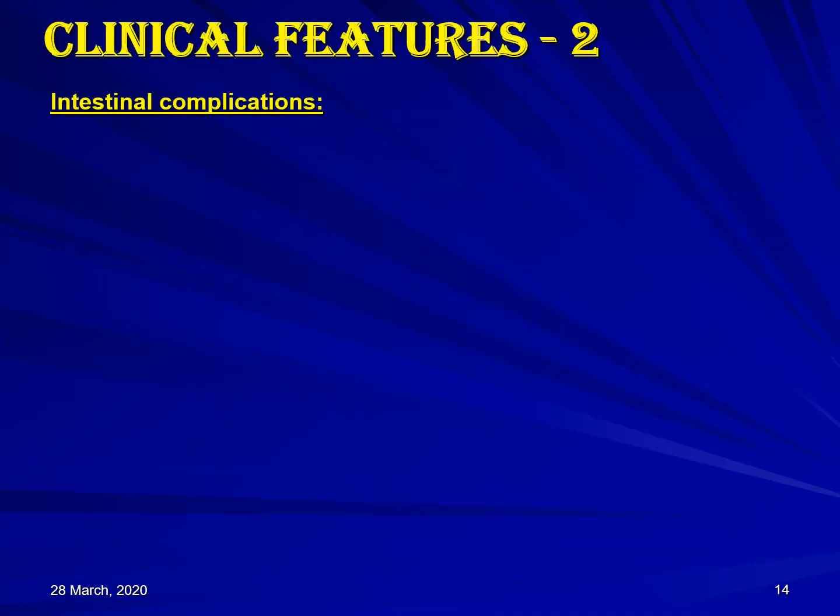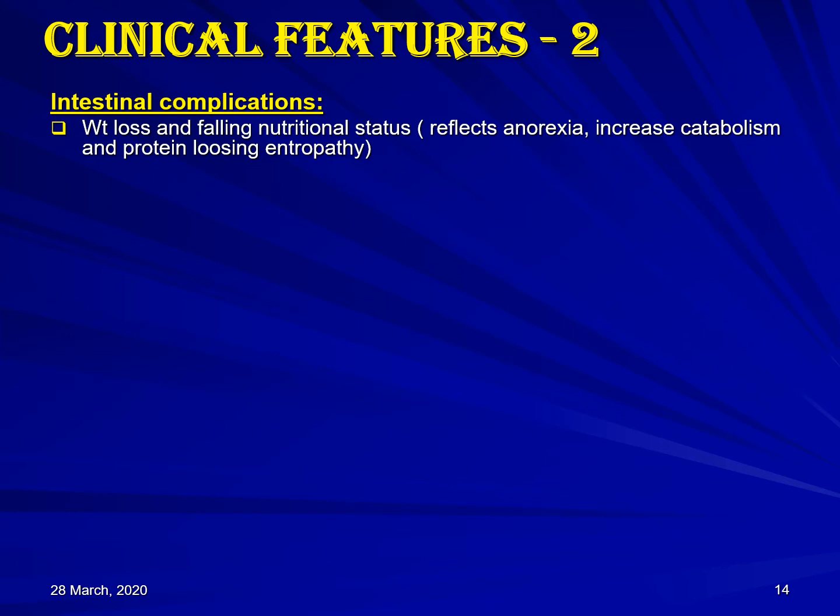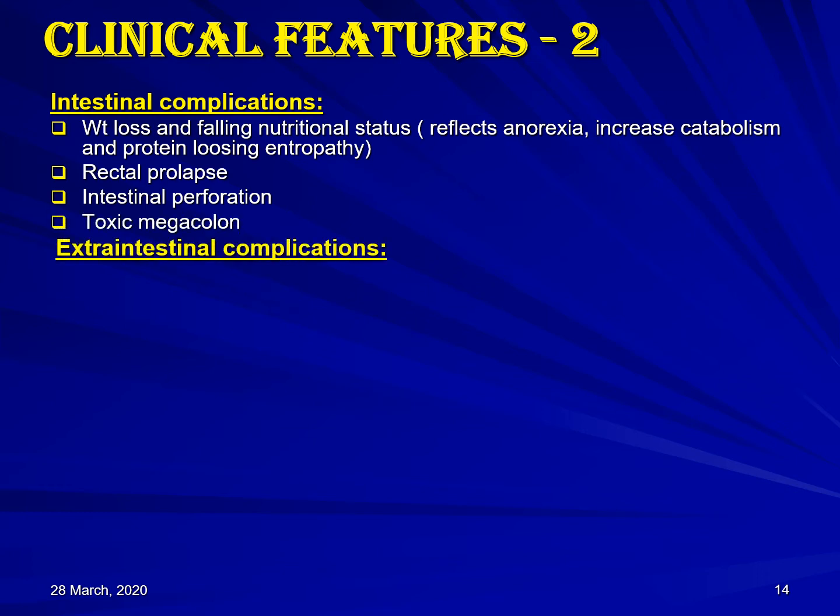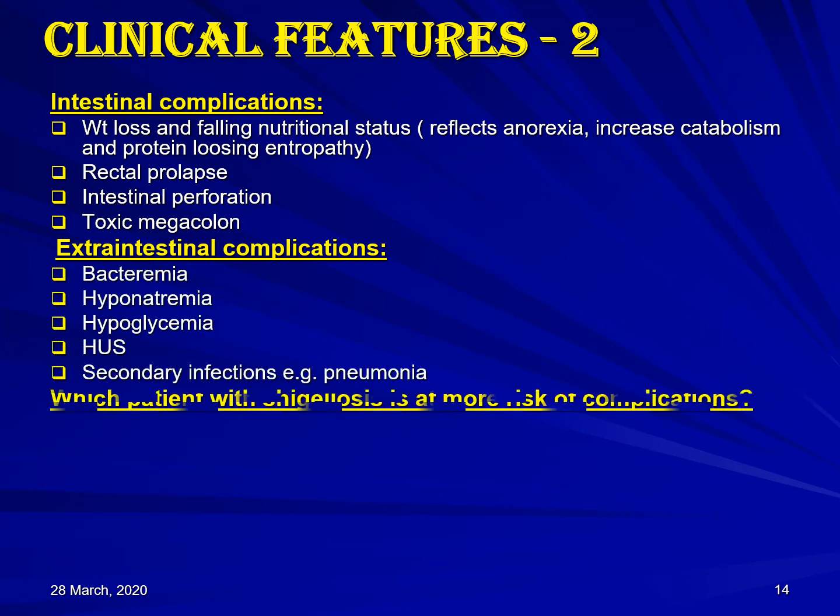Examples of these intestinal complications are weight loss and falling nutritional status because of the anorexia, increased catabolism, and protein losing enteropathy, rectal prolapse because of the tenesmus and straining, intestinal perforation, and toxic megacolon, while the extraintestinal complications include bacteremia, hyponatremia, hypoglycemia, hemolytic uremic syndrome, and secondary infections like pneumonia, etc.